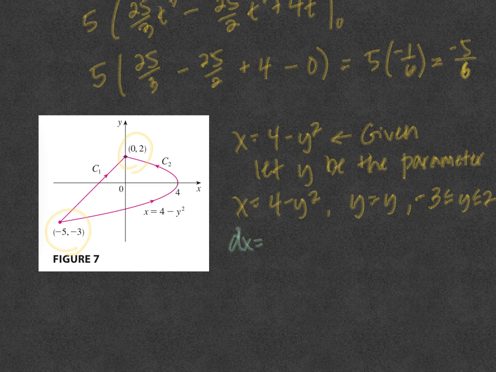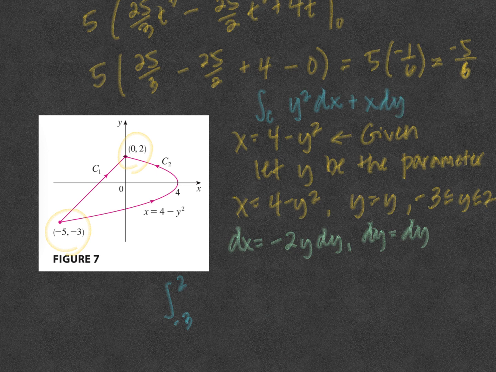Now, since our parameter is y, we're finding the derivative with respect to y. So dx is going to be negative 2y with respect to y. And dy is just going to be equal to dy, so that's not bad. So now we can integrate, and our bounds for y are negative 3 to 2. And, oh, well, let's write the problem down before we do that, because I don't think I have it anywhere here. So I have the integral over C, and the problem says y squared dx plus x dy.